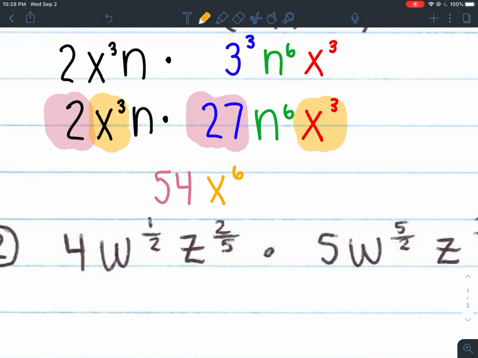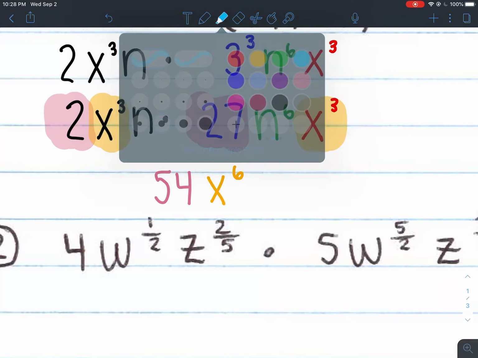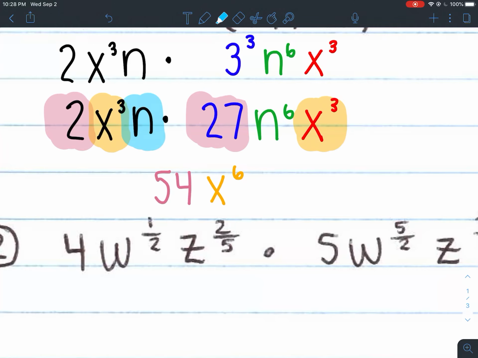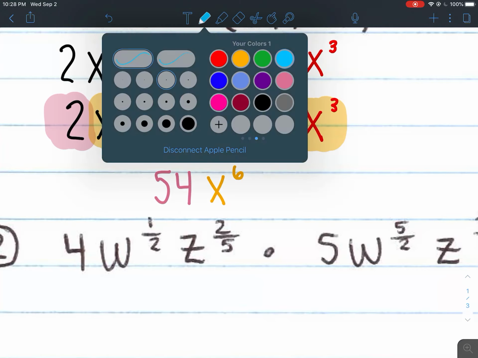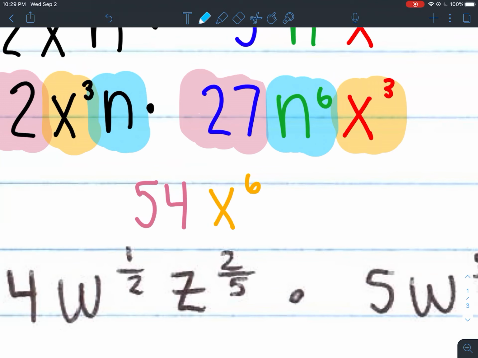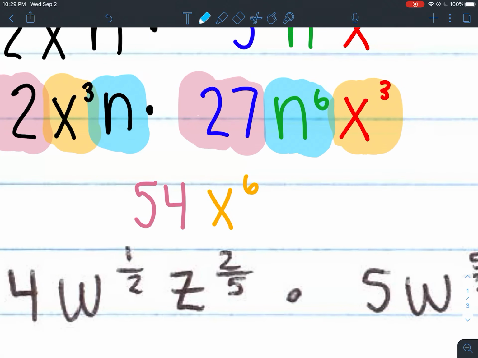So this would be x to the 6th. I'm adding them. There's no parentheses, right? I'm not distributing the 3 to the 3. They're not being distributed. Okay, and then the next base that I see is the n over here with the n to the 6th. So I want to combine those. Now remember, what is the exponent on that black n? That exponent is a 1, so there's really a 1 there. So would I add the 1 in the 6th or would I multiply the 1 in the 6th? I would add them. No parentheses, I'm not distributing, so this would be n to the 7th.